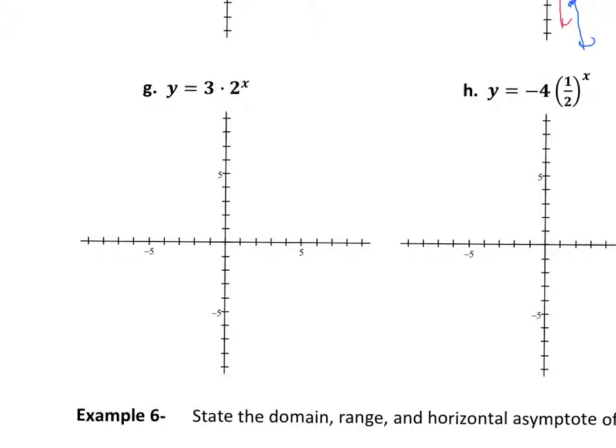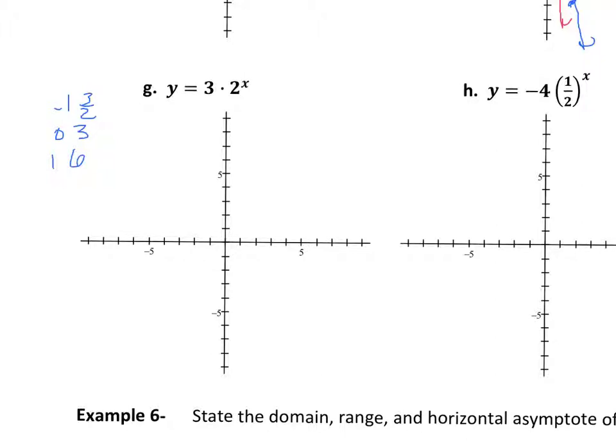So what's this 3 out front going to do? All we're going to do is times our Y values by 3, once we get them. Our X values stay the same, so they're negative 1, 0, and 1. Now our Y values: 2 to the negative 1 is 1/2, and 3 times 1/2 is 3/2. 2 to the 0 is 1, and 1 times 3 is 3. And 2 to the 1 is 2, and 2 times 3 is 6. There's your points.